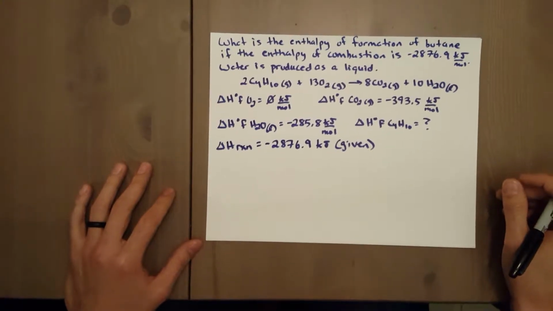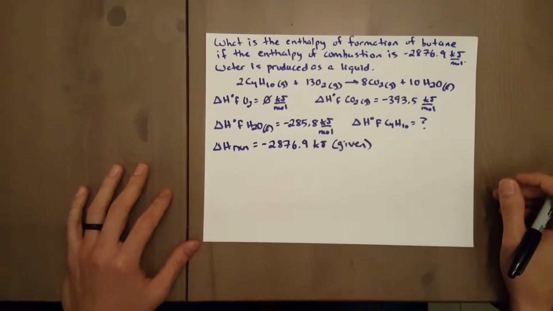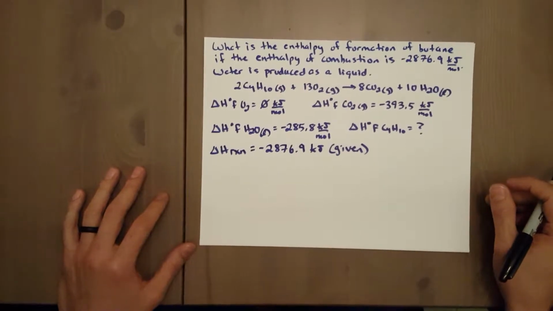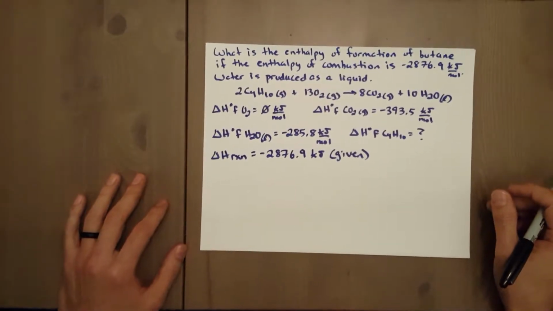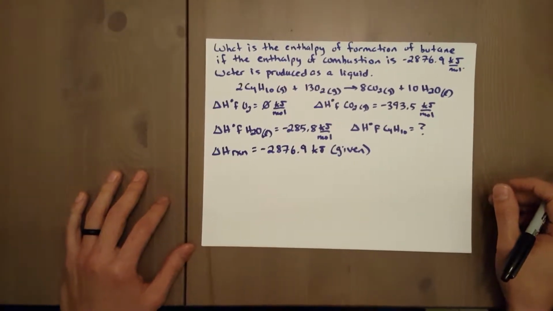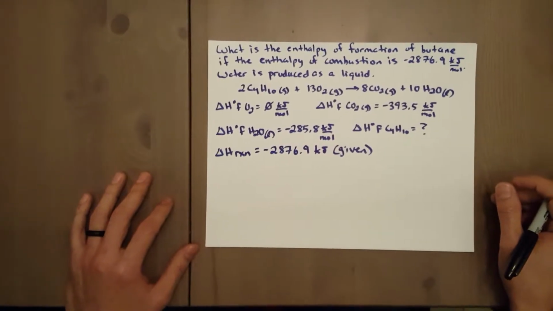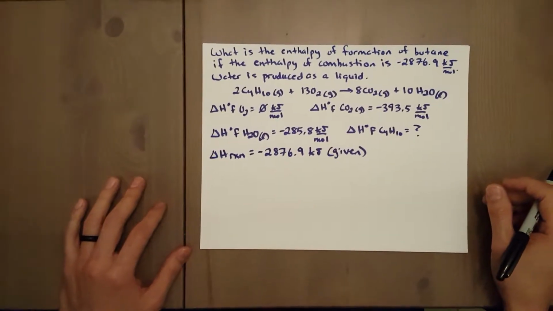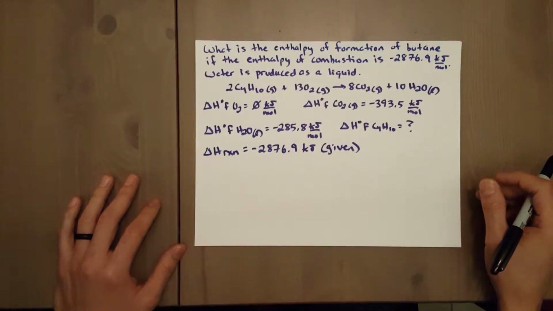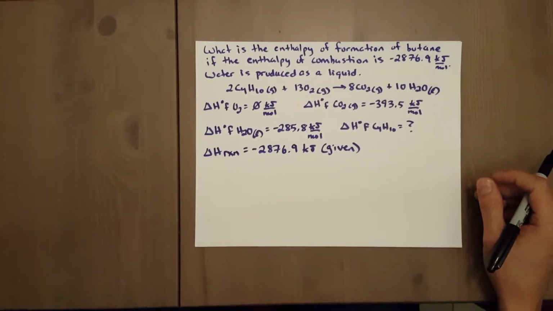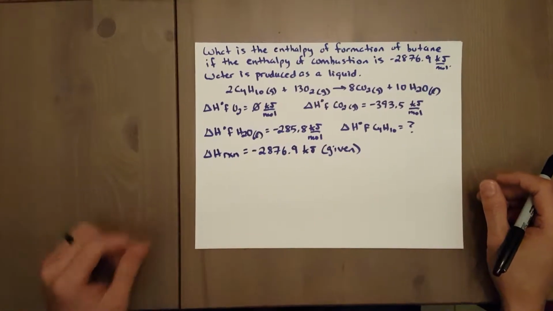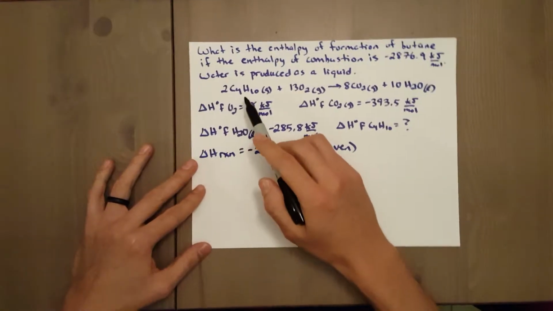So this is a standard heat of formation question, and the question is, what is the enthalpy of formation of butane if the enthalpy of combustion is negative 2,876.9 kilojoules per mole? It also says something important: it gives you the state of water as a product. So water is liquid, and if it doesn't give you a balanced equation, you'll need to figure it out.